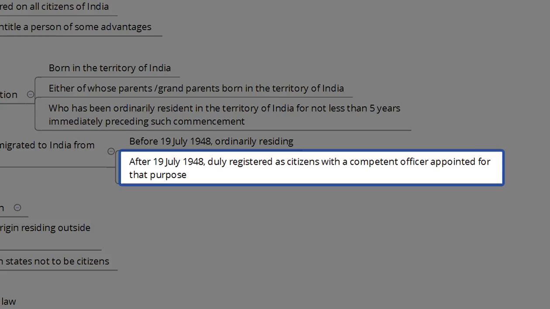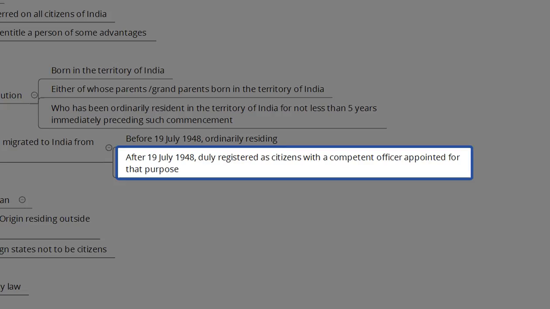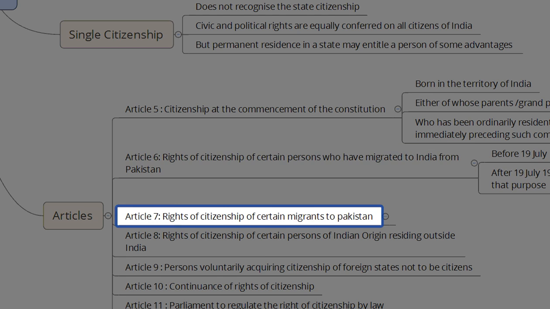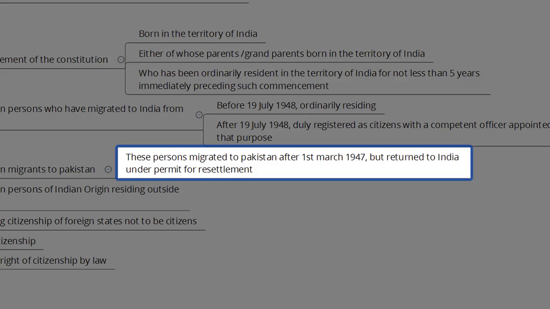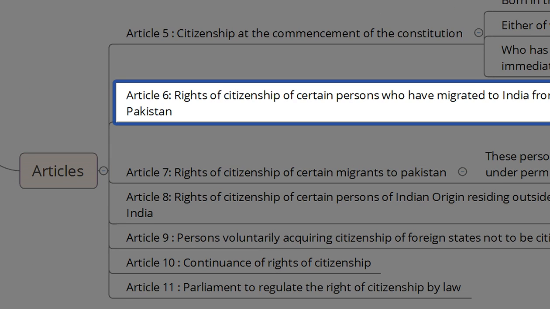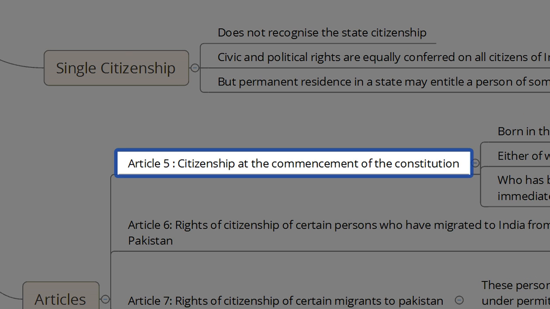But if he has come after 19th July 1948, then he must duly register himself as a citizen with the competent officer appointed for that purpose. So now let's see this in detail. The citizenship of certain migrants to Pakistan. These people first went to Pakistan and later came back to India. Like these persons migrated to Pakistan after 1st March 1947, but returned to India under a permit for resettlement. So these are the three articles which I wanted to discuss in detail, keeping the dates in mind.